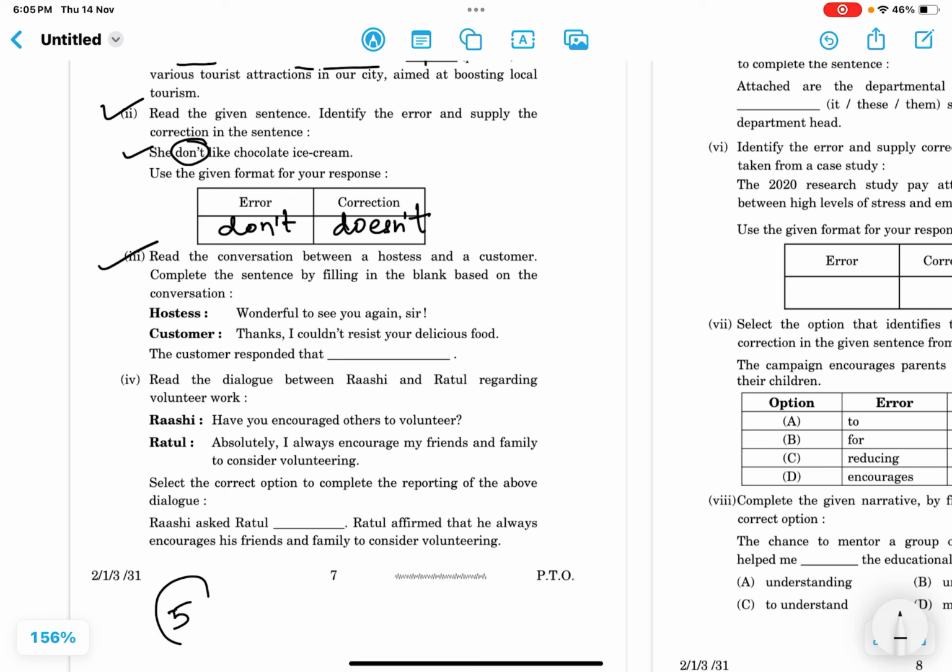Okay, so this is the correct answer. Next, once again of reported speech. Rashi: have you encouraged others to volunteer? Ratul: absolutely. First read the question and then find out which portion we are to change. We are to change "Rashi asked Ratul," that means this part. No need to be tensed about the other portion because that one is already done. First of all, this is a question, so we need to check if we have to use "if" or not. Here the question is beginning with "have," that is a helping verb, so we are to use "if." So the answer would be "Rashi asked Ratul if."